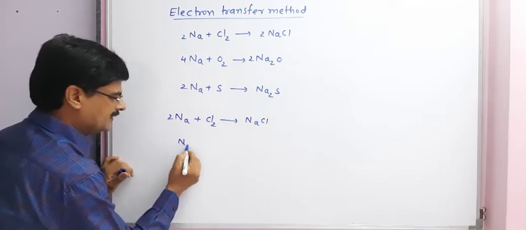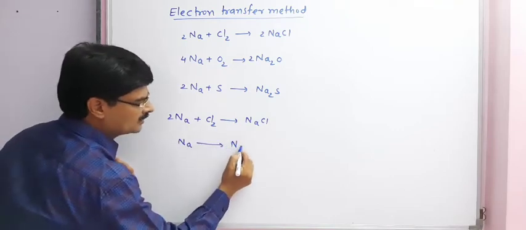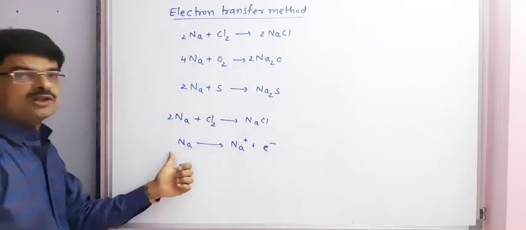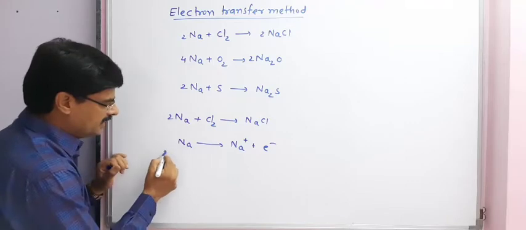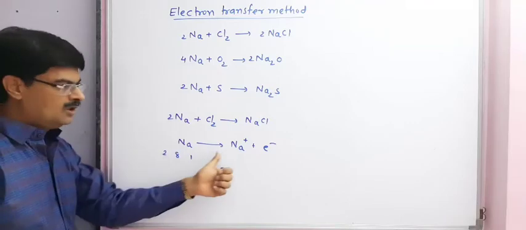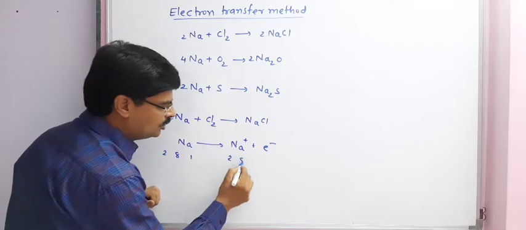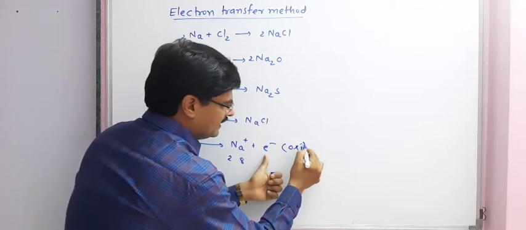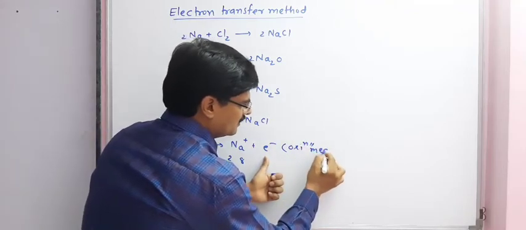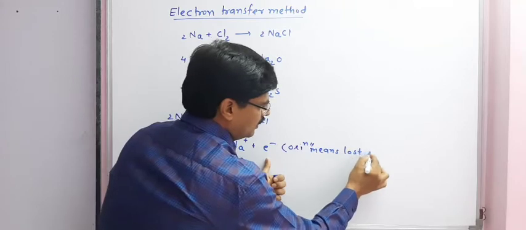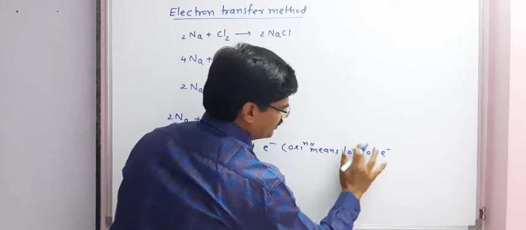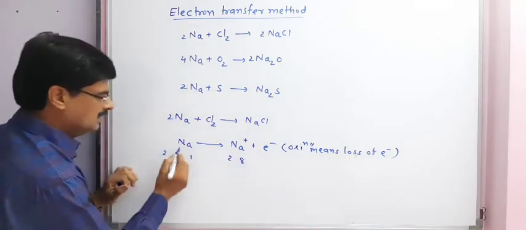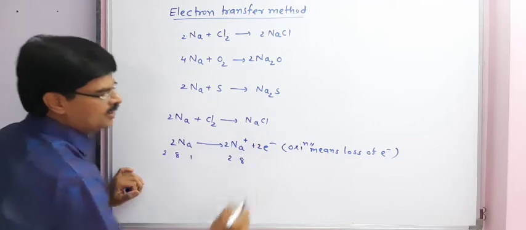Here Na loses an electron and becomes Na plus by losing an electron. The electronic configuration of sodium is 2, 8, 1 and on losing an electron it becomes 2, 8. So here electron is lost. So oxidation means loss of electron. Simply loss of electron. Oxidation means loss of electron. 2Na will give 2Na plus and 2 electrons.